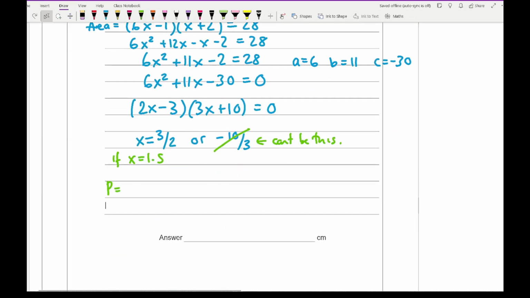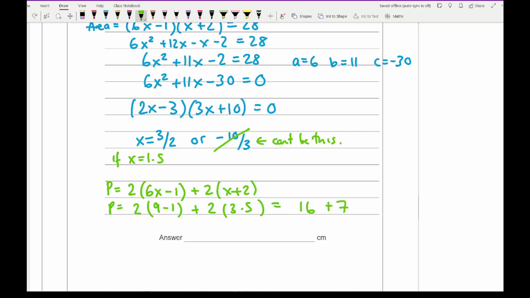So if x equals 1.5, then the perimeter, going back to this, is going to be 2 lots of (6x plus 1), or (6x minus 1) plus 2 lots of (x plus 2). Substituting x equals 1.5, I get 6 times 1.5, which is 9. So it's 9 minus 1, times 2, plus 2 lots of 3.5. Now 9 take away 1 is 8, times 2 is 16. 2 times 3.5 is 7. So it's 16 plus 7, which is 23.